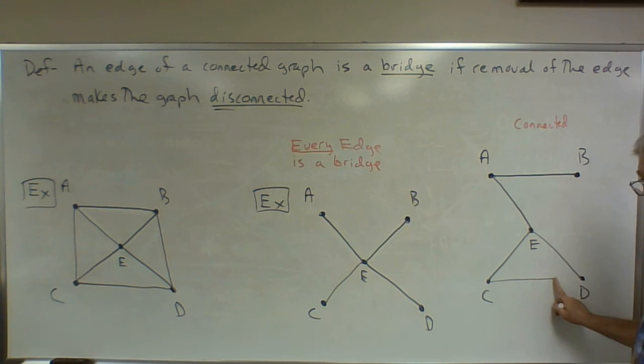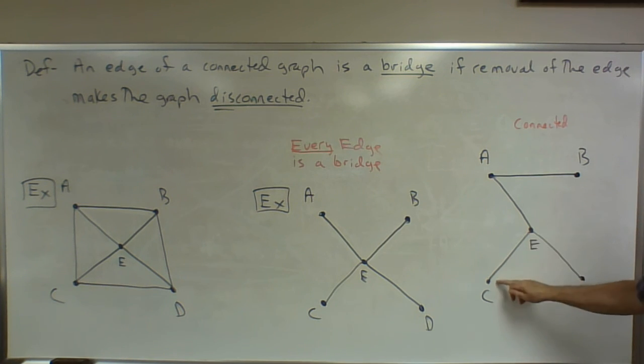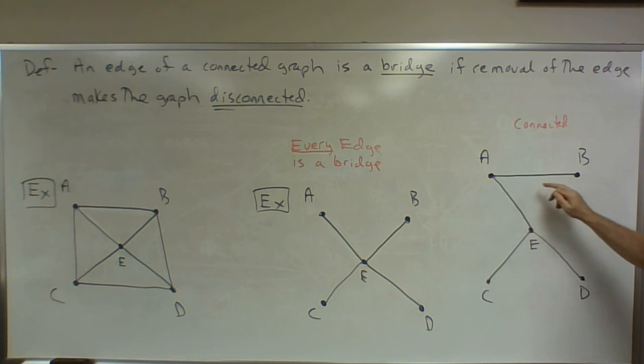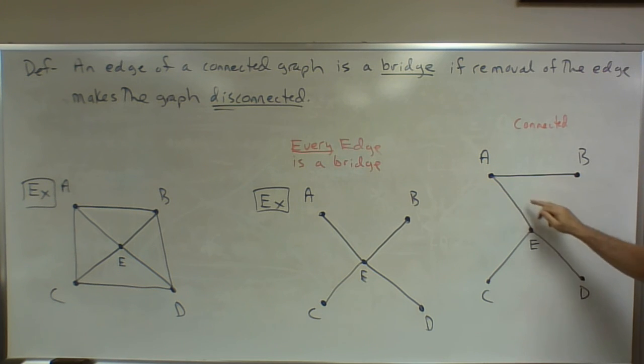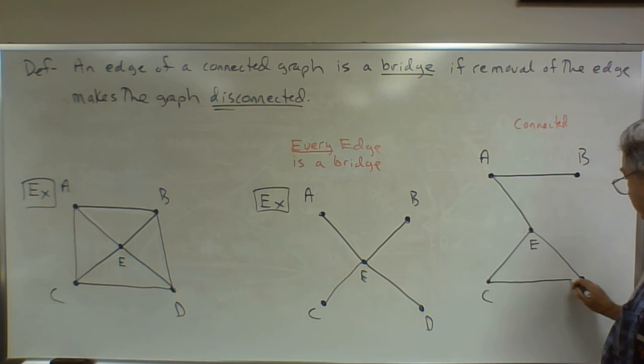What about this edge? I can still get from E to C and E to D. And from A and B, I can still get from A to E. I can still get from B to A to E. And from E, I can get to C. I can get to D. The graph is still connected if I remove this edge. So that's not a bridge.